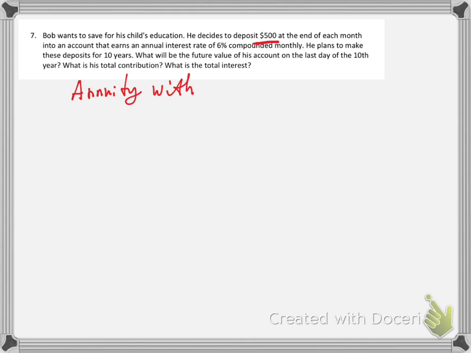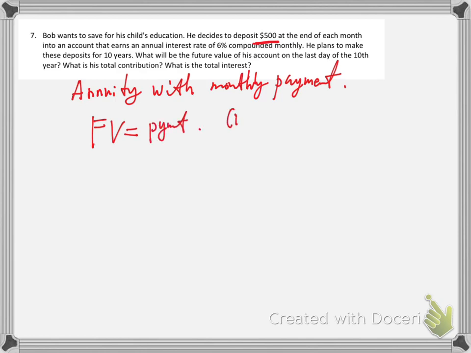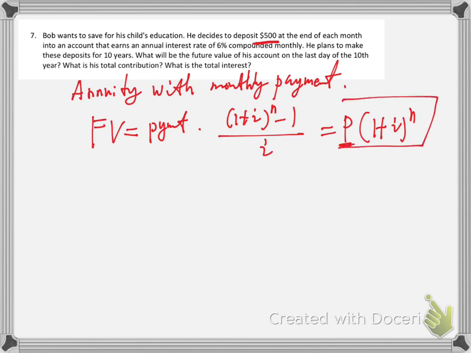So this is annuity with monthly payment. This is the third formula. Future value is the payment times 1 plus I to the nth power minus 1, divided by I. So now for compound interest, we have 2 formulas. Future value is P times 1 plus I to the nth power, if you know the principal value. So this is the compound interest formula for the future value.